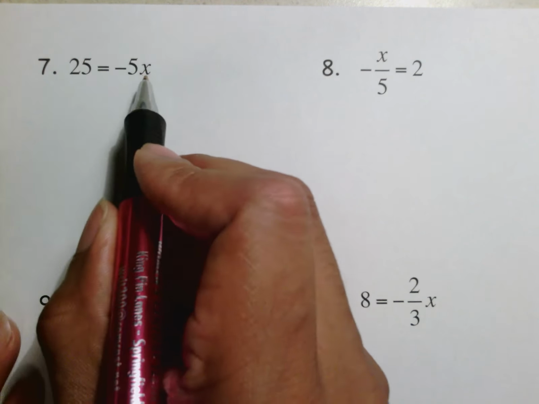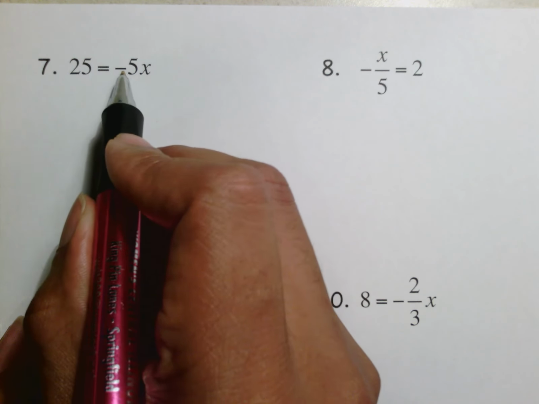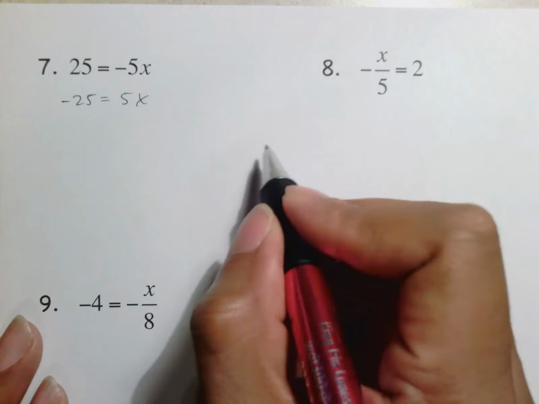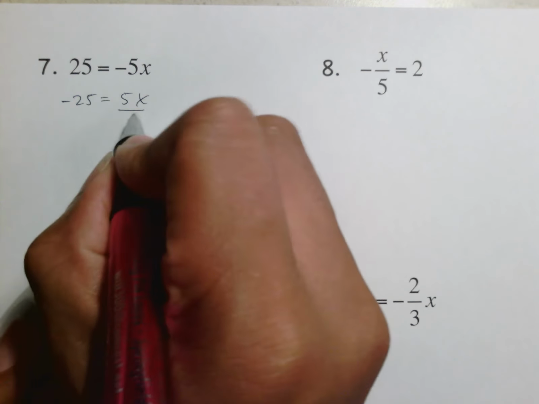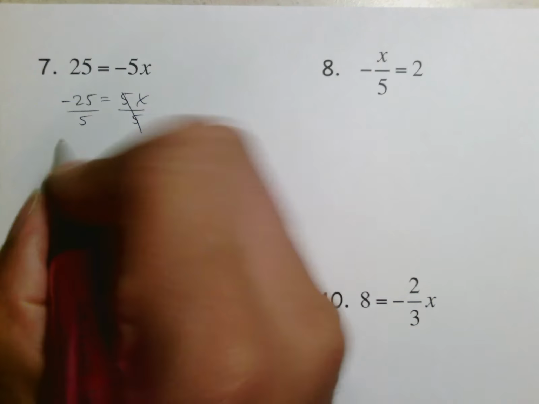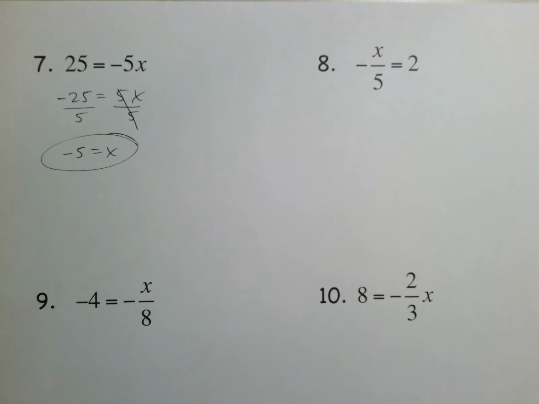Number 7, again, you have an x here, you have a negative number attached. We don't want to deal with that negative number. We want to switch both sides first. Now that we have a regular 5, which is kind of like what we saw yesterday, we would divide both sides by 5. Those cancel, getting our answer as x equals negative 5.